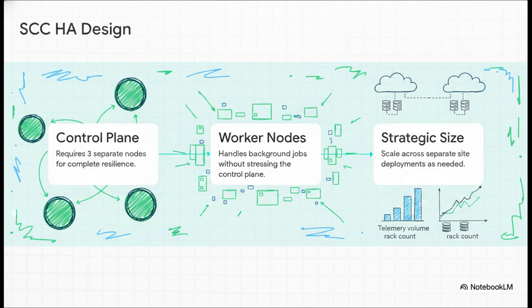And step 3 is strategic sizing. You really have to evaluate your telemetry volume and rack count. Endlessly scaling a single cluster isn't always the answer, you know. Sometimes deploying a separate SEC platform for different physical sites is just the smarter architectural choice.